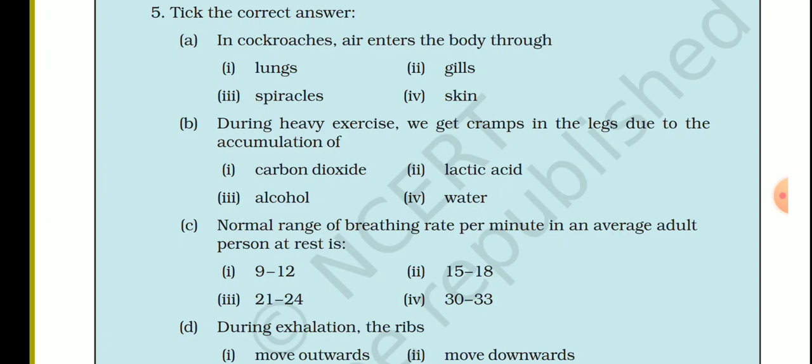Answer will be lactic acid. C. Normal range of breathing rate per minute in an average adult person at rest is. Normal range of breathing rate per minute in an average adult at rest means when he is not doing any exercise kind of stuff.